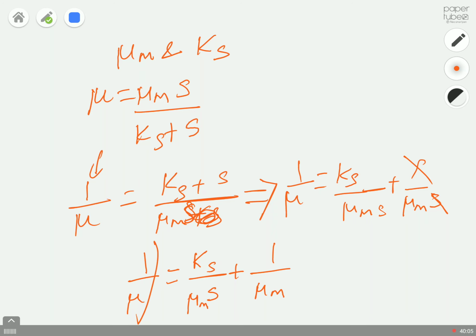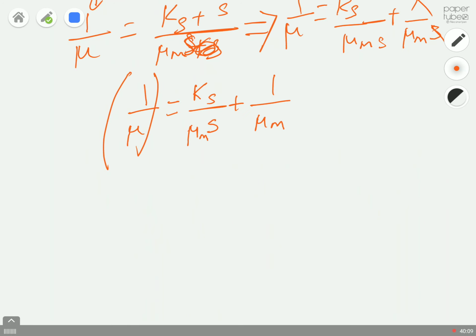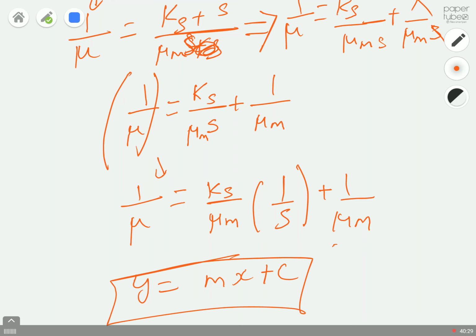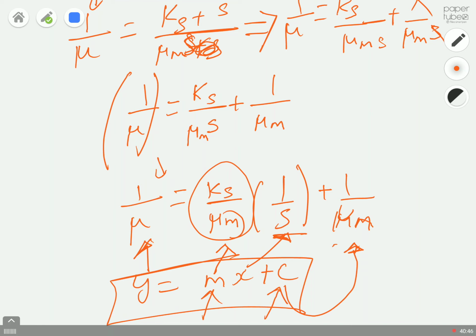You can write it in an easier way so that you can understand. This is equal to y = mx + c. This is a linear equation. Your x will be equal to 1 by S, your y will be equal to 1 by mu, your slope m will be equal to Ks by mu m, and your intercept will be equal to 1 by mu m. So we can get these values by plotting.